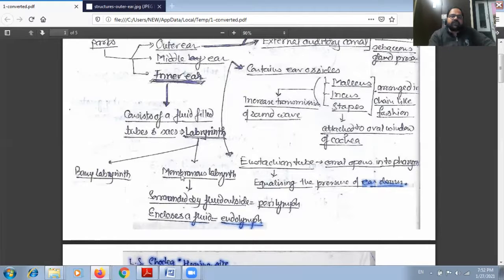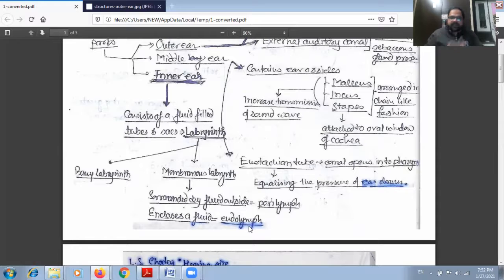So we can see here the membranous labyrinth is surrounded by fluid outside, and inside also there is a fluid, but the names of these fluids are different. The outer fluid is called perilymph and the internal fluid is called endolymph.